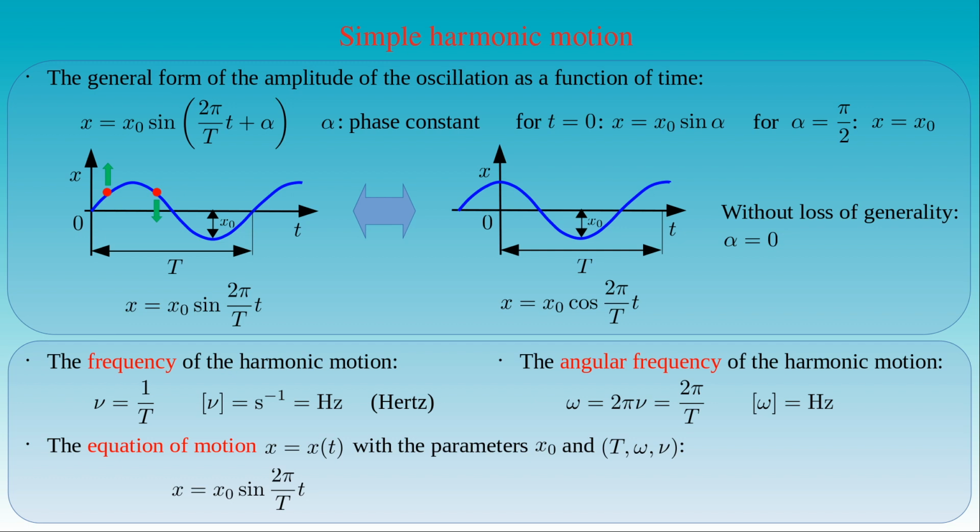If we apply the angular frequency omega instead of the period T, then we obtain the simplest mathematical form of the amplitude x, which is given by x0 times sine the angular frequency omega times the time t. We can also use the frequency nu in the equation of the amplitude x, which is then equal to x0 times sine 2 pi times the frequency nu times the time t.